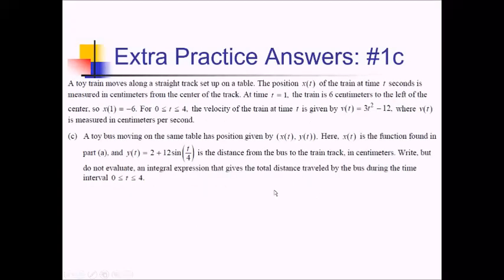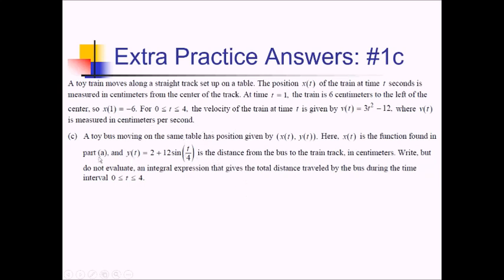For this part of the problem, we now have a toy bus moving on the same table. Its position is given by x of t, y of t. X of t, they're telling us, was the function that we found in part A. And then y of t is this function, which is the distance from the bus to the train track. Since our train track was running, I guess, more or less horizontally, you could think of this as kind of like the y value, and it literally says y of t.